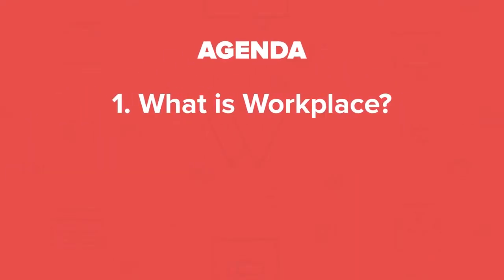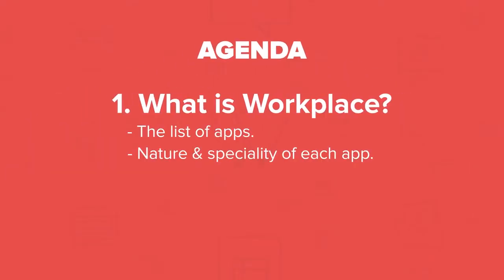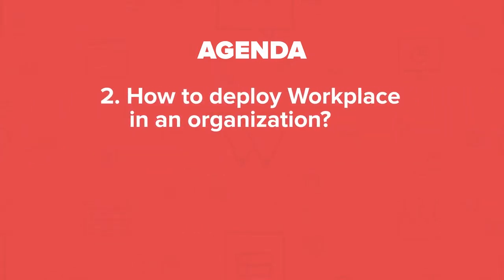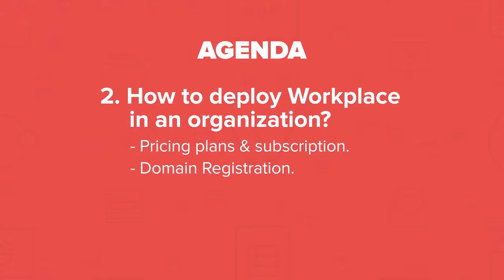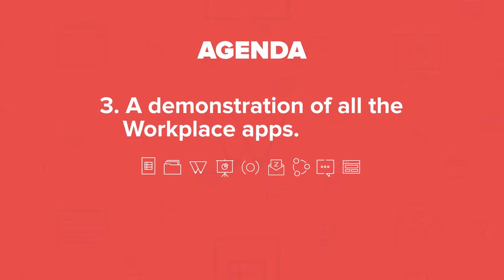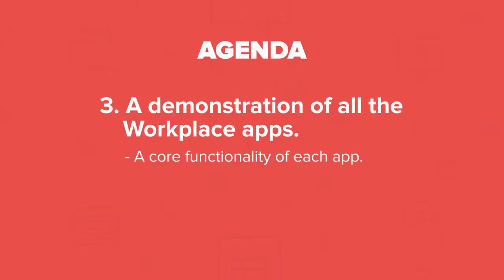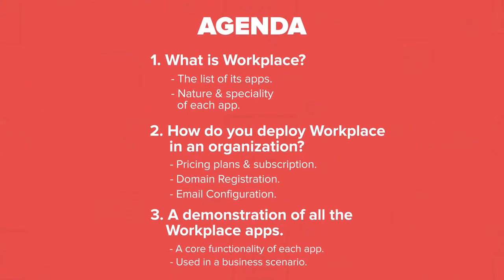So, what's in this webinar for you? By the end of this webinar, you'll get to know what is Workplace and the list of apps it comes with, the nature and specialty of each app, how do you deploy Workplace in an organization, in which I will walk you through the process of choosing the right subscription plan for your business, domain registration, email configuration, and this will help you get started with Workplace having done all the essential and foundational steps, and then we'll move on to a demonstration of all the Workplace apps in which at least one core function of each app will be used in a real-world business scenario, so you can see each Workplace app in action and understand their core functionality. So, by the end of this webinar, you'll have an excellent understanding of what is Workplace and how you can use it in your organization to improve the overall productivity.